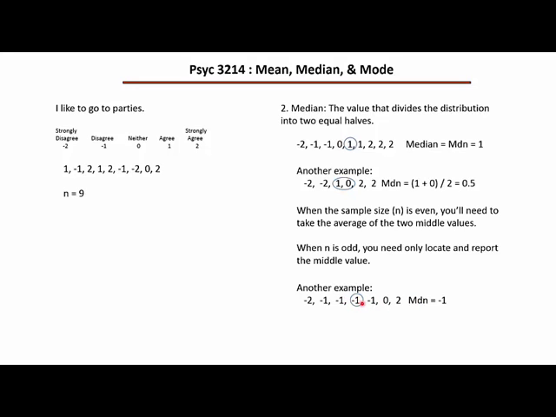Even if the values are the same, like 2 -1s, then obviously the average of the 2 -1s is just -1. So just report that value. So again, don't overthink it. Just find the middle value or split the difference and report that as your median.